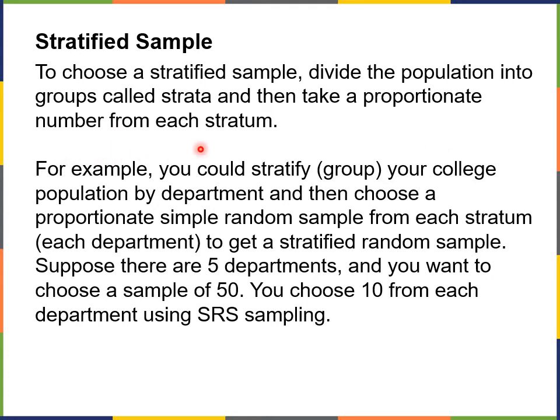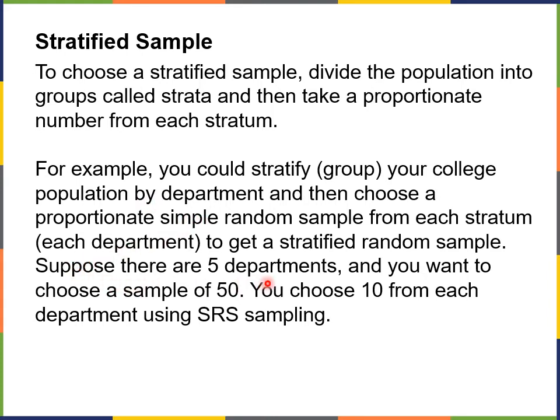Sometimes we do that because we want to make sure we have the same amount of men and women in our study, or the same amount of first, second, third year students in our study. So here's an example. You stratify your college population by department. You say, how many people are math majors, how many people are science majors, or even if you want to go STEM, liberal arts, health sciences, etc. Whatever, you break them into those groups.